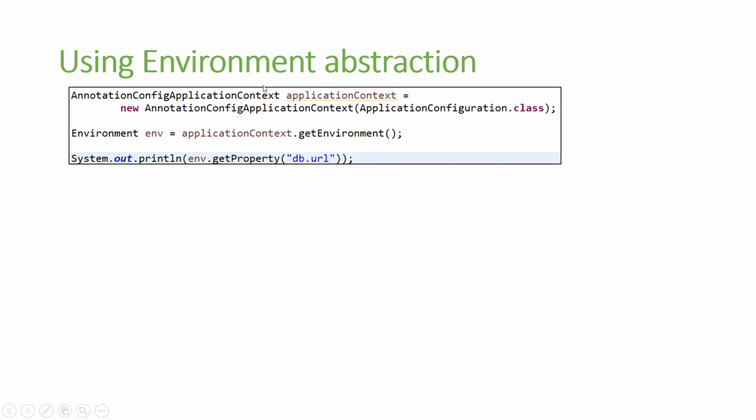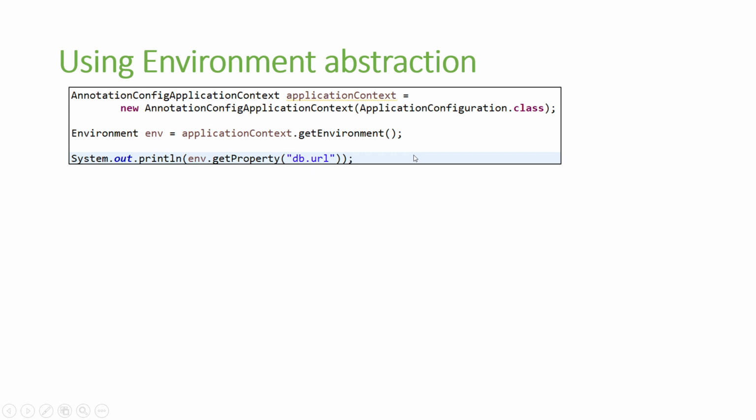When we say environment abstraction, Environment is basically an interface provided by the Spring Framework. When we create the application context, it will load all the properties from different property sources, and inject them into the environment object. That means the instance of this Environment type will have all the properties available. If we want a particular property value, we can simply call getProperty on the environment object. Let's say I want db.url, which is a key.